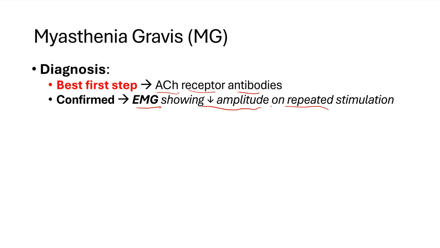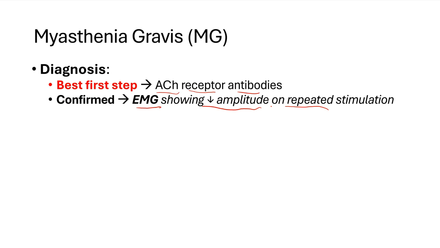Remember, you get weaker the more you move. That's how all the symptoms occur, and that's why you get weaker or you feel more tired at the end of the day. Thus, as we contract those muscles, because we run out of acetylcholine, our amplitude on EMG should be decreasing. You'll see that the opposite will be true in Lambert-Eaton syndrome.